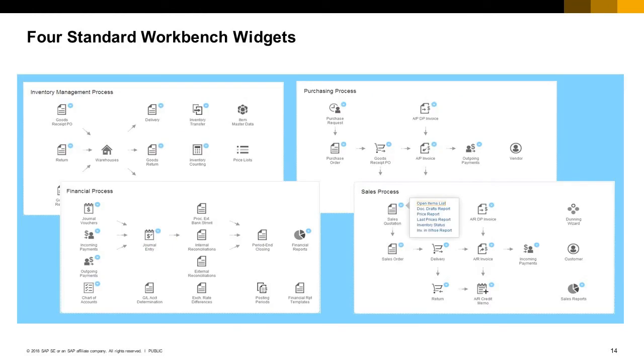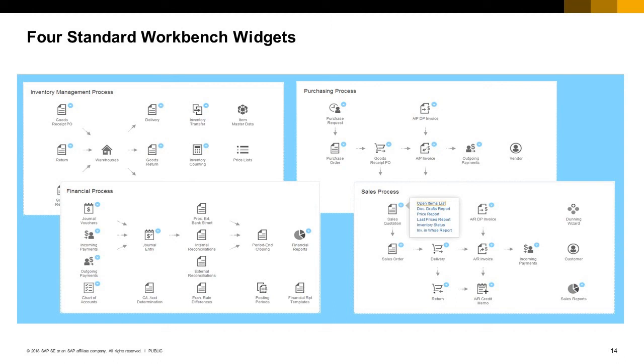SAP delivers 4 standard Workbench widgets for business process roles in inventory management, purchasing, financials and sales. Each widget has a visual outline of the majority of transactions needed for a user in that business process role. For example, the Financial Workbench focuses on the transactions a financial user needs: payment processing, journal entries, accessing accounts, internal and external reconciliation, the posting periods process and financial reports. In addition to the business process transactions, each workbench also enables a user to take actions right away without having to switch among functions or modules.